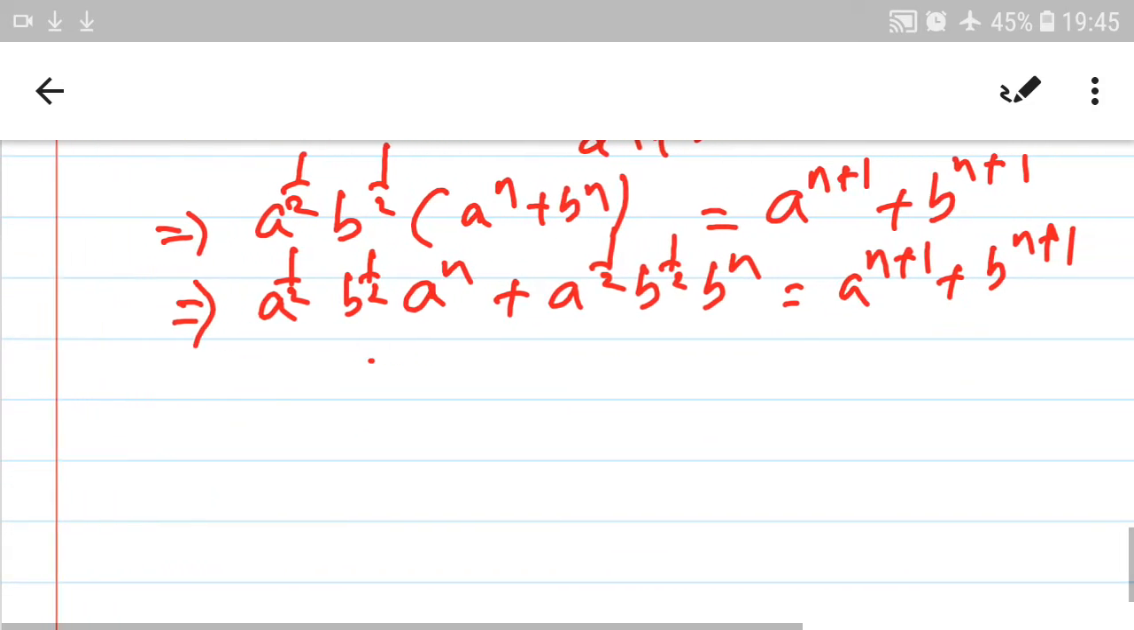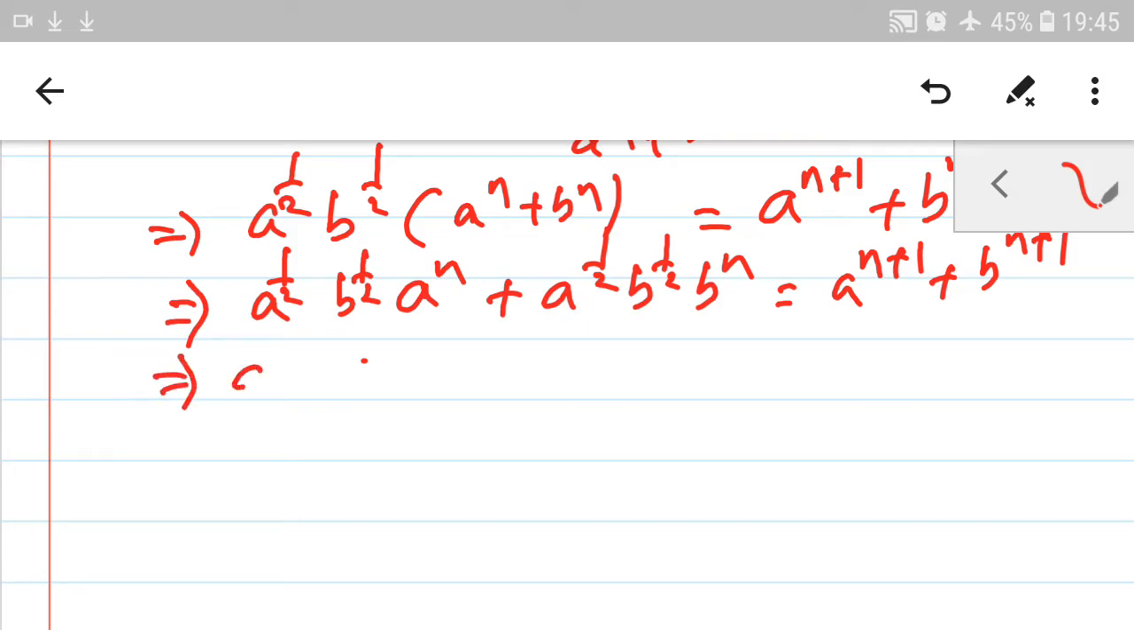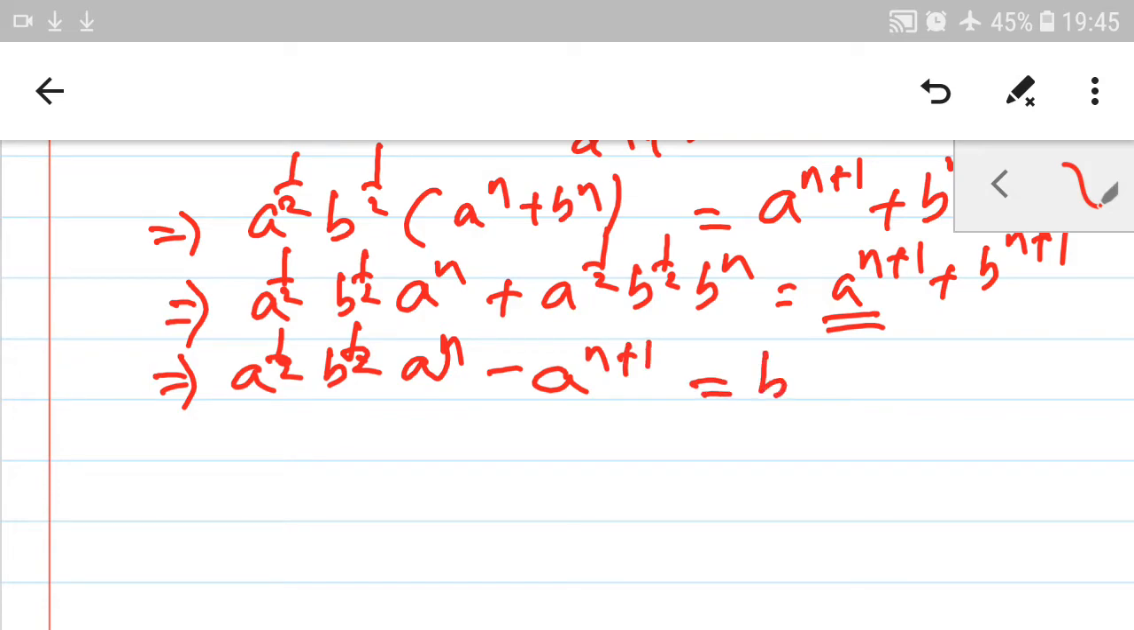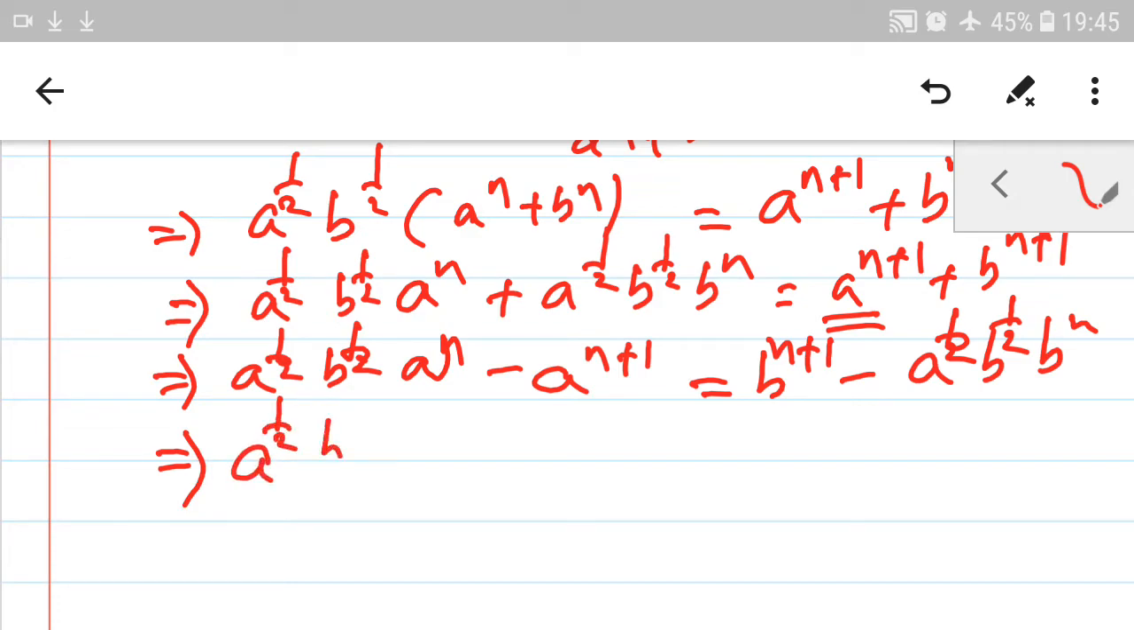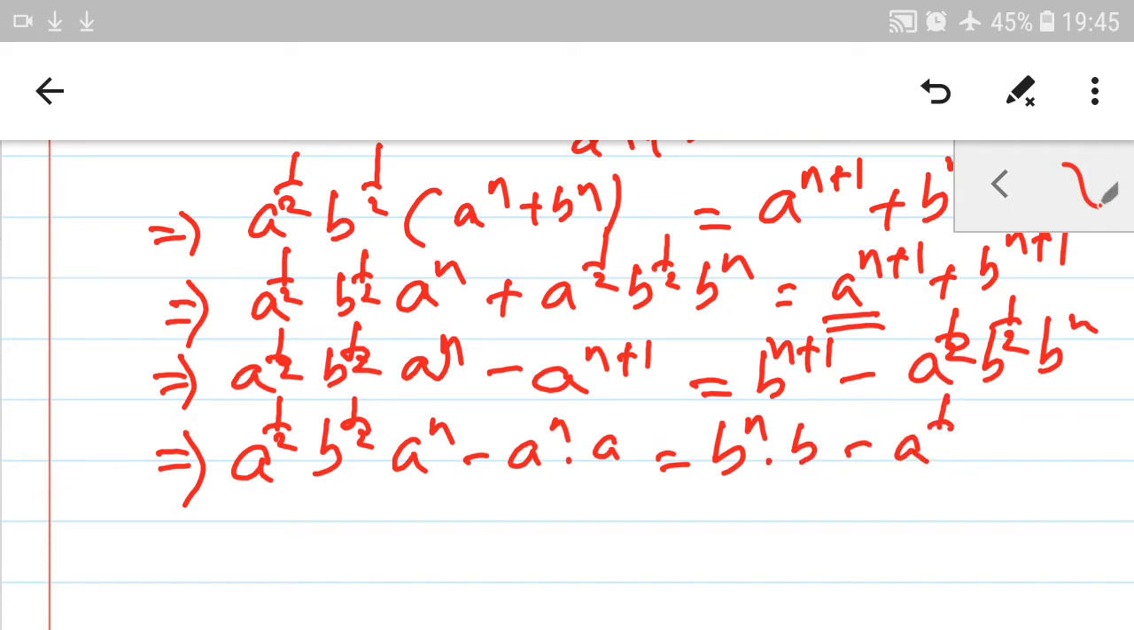What we did: A to the power half into B to the power half into A to the power n, this term I have brought to the left hand side, A to the power n plus 1. It is equal to B to the power n plus 1 minus A to the power half B to the power half into B to the power n. So now A to the power half B to the power half into A to the power n minus A to the power n into A, is equal to B to the power n into B minus A to the power half into B to the power half into B to the power n.